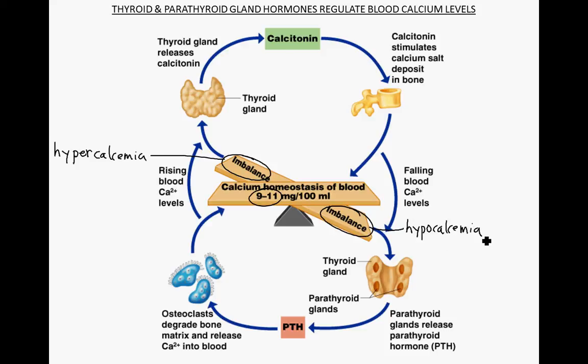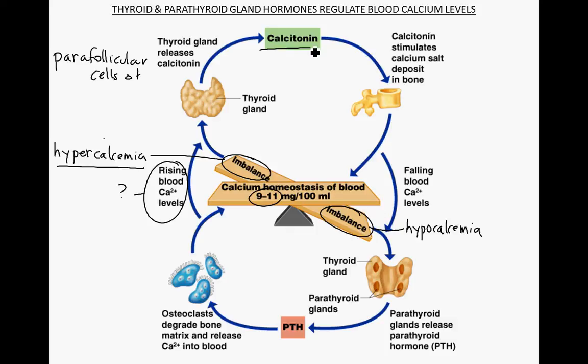So in hypercalcemia, the thyroid gland is going to detect this elevated blood calcium level. Why might your blood calcium levels be increasing? That is a question maybe we can talk about quickly in class. But when hypercalcemia does occur, the parafollicular cells of the thyroid gland detect that high level of calcium and will release calcitonin into the bloodstream.